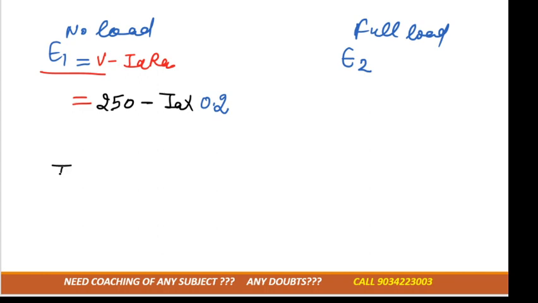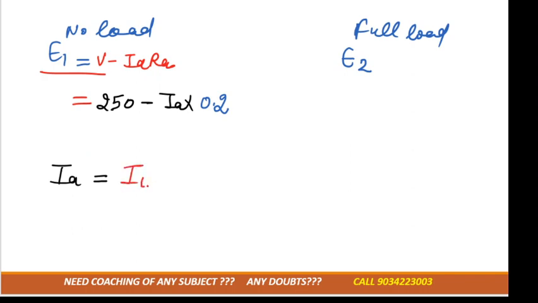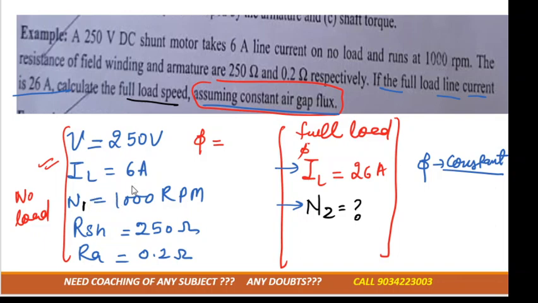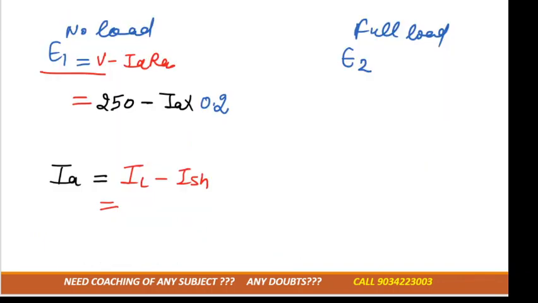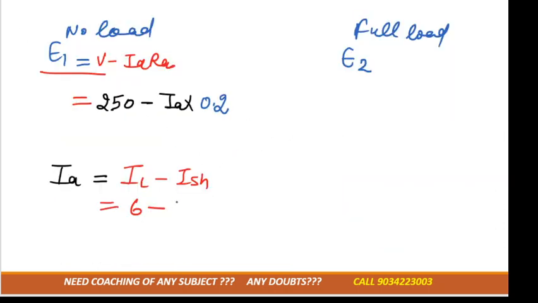Now our focus is to calculate IA, and you know what is the formula for IA. As you can see, for the DC shunt motor, IA is equal to IL minus ISH, right? So we can write down IA is equal to IL minus ISH. IL is given, that is 6 ampere. 6 minus, again we don't know the value of ISH, correct? So for ISH we have the formula, that is V by RSH.